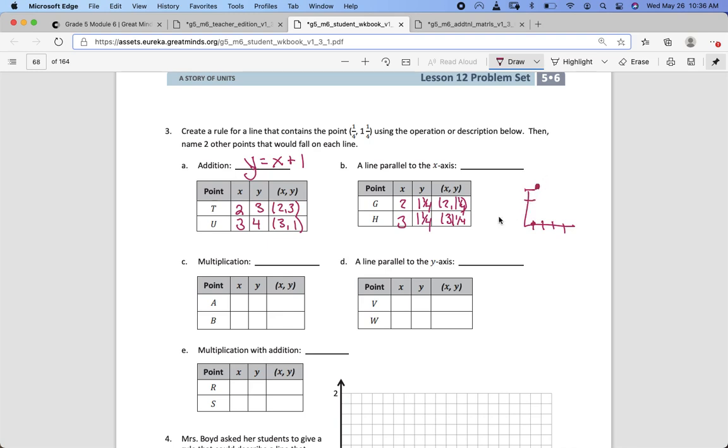Okay, so multiplication would be, how did we get there? Times 5? 1 and 1/4. So y equals 5x. Let's see if that works. Y equals 5x. So 1/4 times 5 would be 5/4, which would be 1 and 1/4. Okay, so if x is 1, y would be 5. And if x is 1/2, then y would be 2 1/2. Okay.